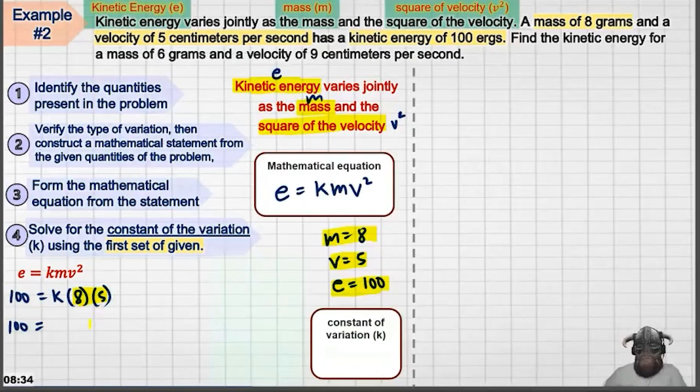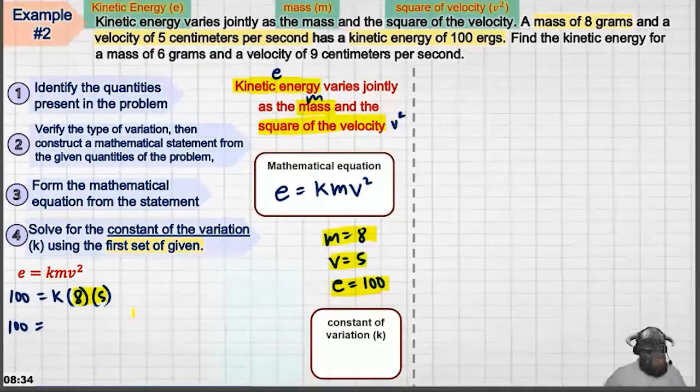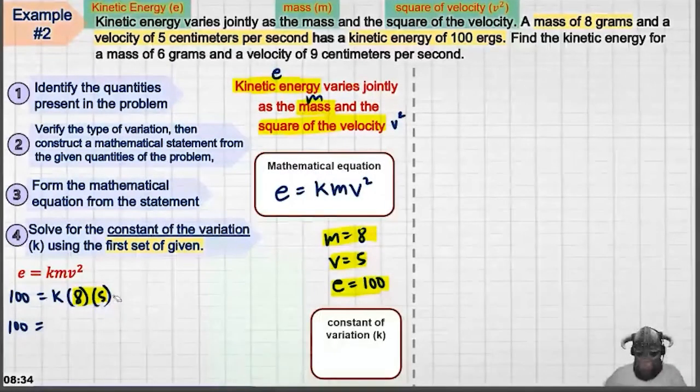8 times 5 will just be equal to... Tama ba? Okay, so 8 times 5 will just be equal to 5 centimeters per second velocity. Oops, may kulang tayo. Kaya pala umihinto ako.